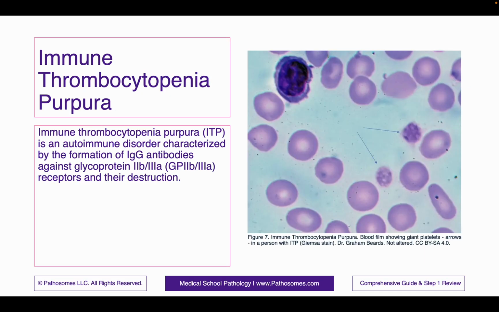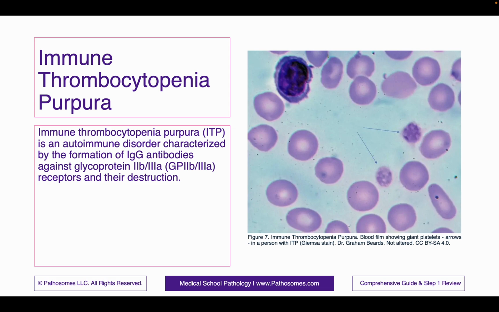Let's talk a bit about immune thrombocytopenia purpura, because this comes up a lot. Immune thrombocytopenia purpura is an autoimmune disorder that's characterized by the formation of IgG antibodies against glycoprotein 2B3A receptors and their destruction. This image to the right shows a peripheral blood film, something that the pathologist would look at, or maybe the hematologist.